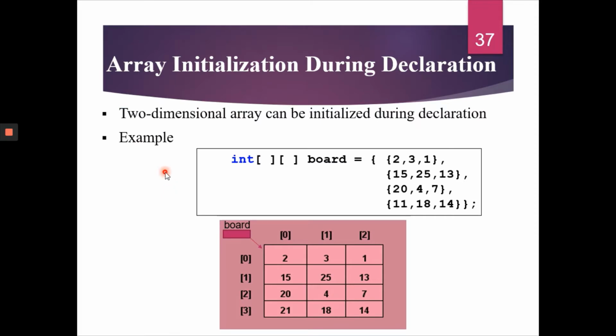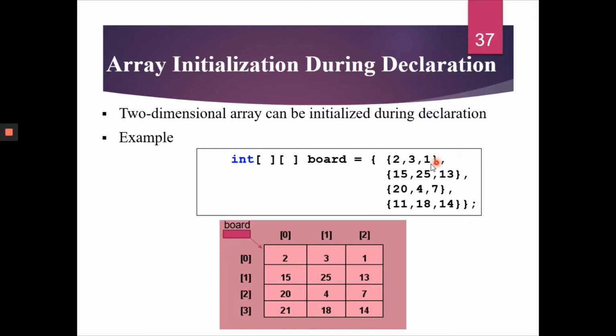Similar to one-dimensional array, you can also initialize the array by assigning some values to it. So you can directly declare and initialize a two-dimensional array like this. You have the data type, the two square brackets, and after that your array name equals to, and you have to keep the values within curly braces. You have outer curly braces and inner curly braces. This outer curly brace opens here and closes at the end.